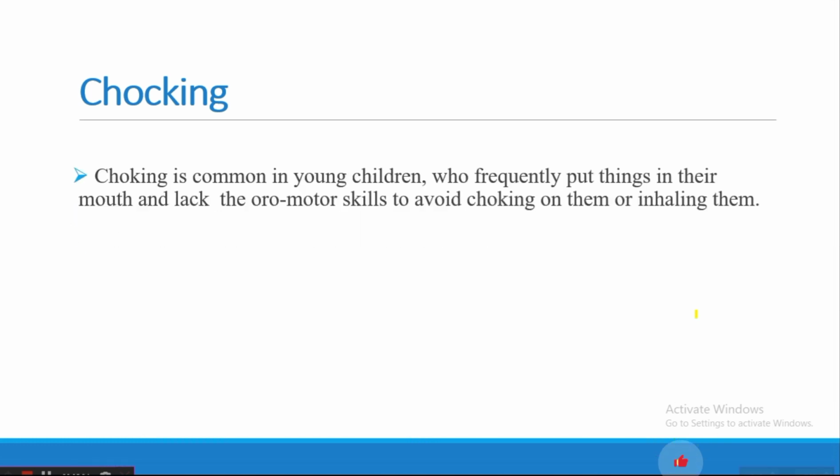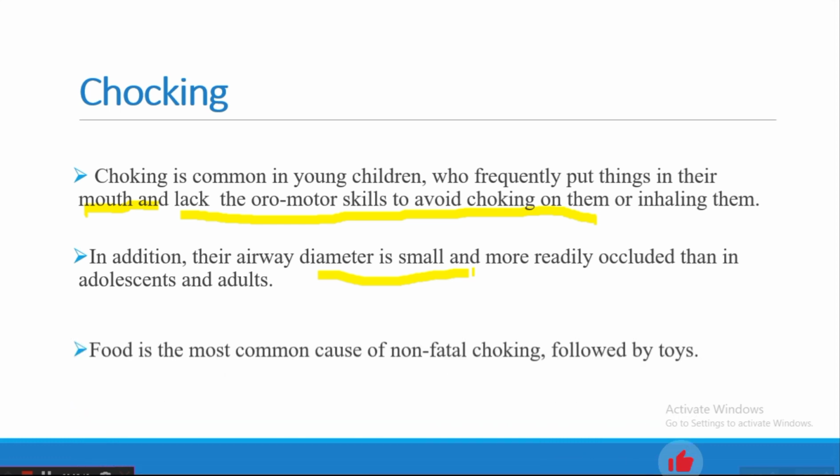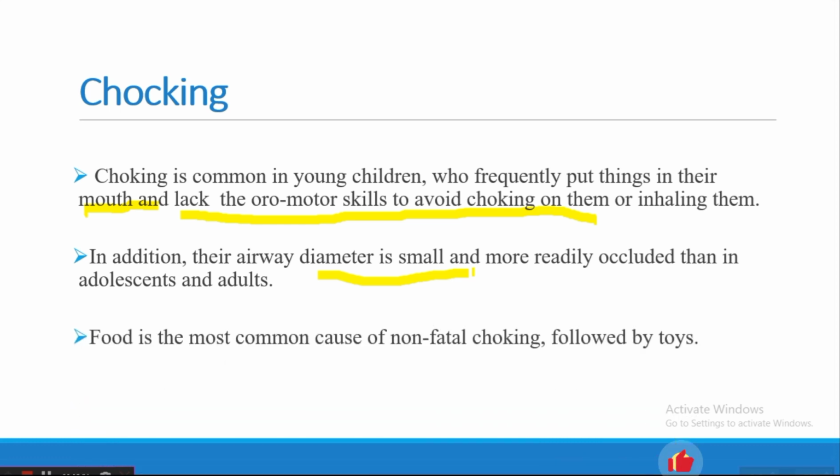Choking is common in young children who frequently put things in their mouth, and note that they lack the oromotor skills to avoid choking on these items. In addition, their airway diameter is small and more readily occluded than in adolescents and adults. Food is the most common cause of non-fatal choking, followed by toys, as playing with toys dominates most of the life of infants and children.